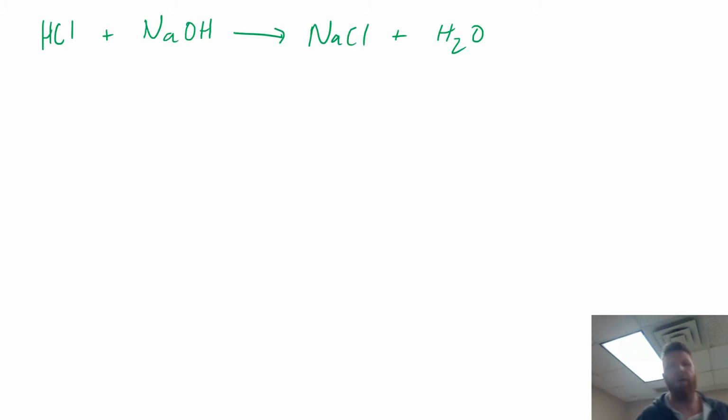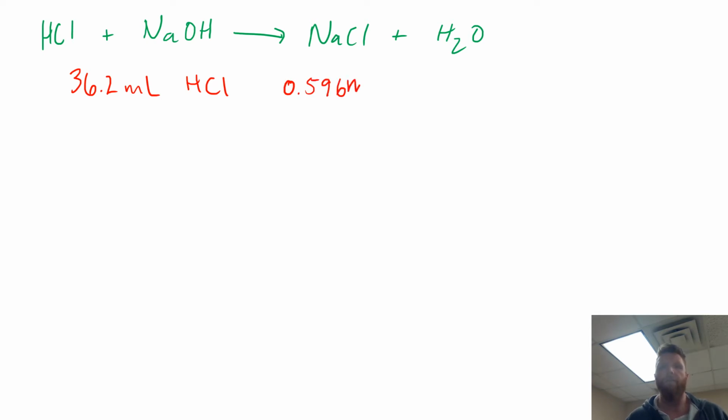So let's use that same reaction. HCl plus sodium hydroxide reacts to produce sodium chloride, our salt, and H2O. Now let's look at the hypothetical situation where we have 36.2 milliliters of HCl with a concentration of 0.596 molar. This molarity tells us the concentration of the solution, how many moles of HCl are present in 1 liter. Now, do we have 1 liter? We do not. We have 36.2 milliliters, which means our volume is significantly less.